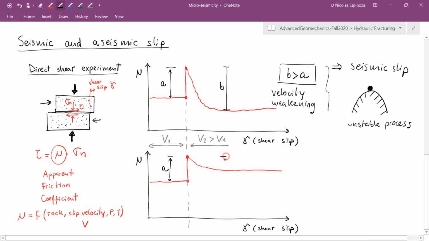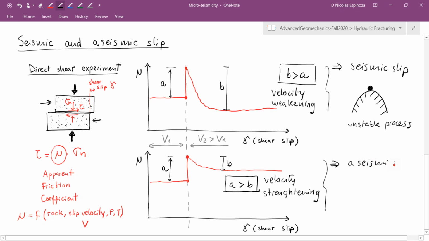Remember that A and B are measured from the maximum apparent friction coefficient, and in this case A is going to be larger than B, and this is what is called a velocity strengthening mechanism, and this is going to lead to what we refer to as aseismic slip.